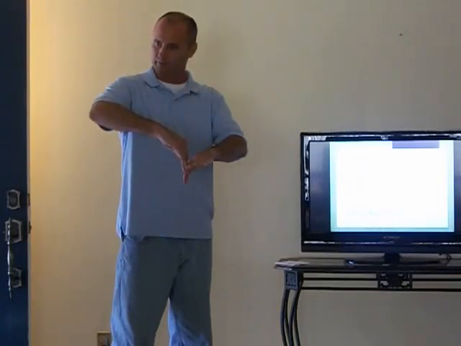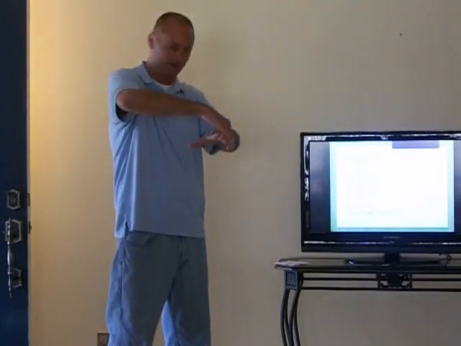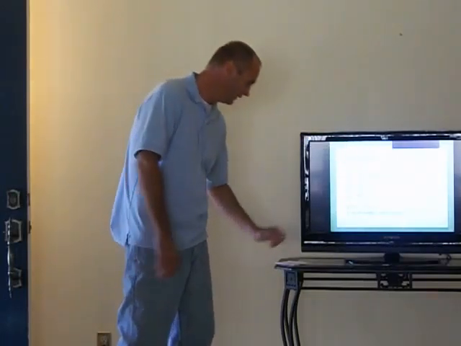Then abduction, I say move your foot in as far as you can. And I put pressure on it, resistance. You can only do it 1 out of 5. And then adduction, see how far you can push your foot out. It was 1 out of 5. So that is my tests and measures.